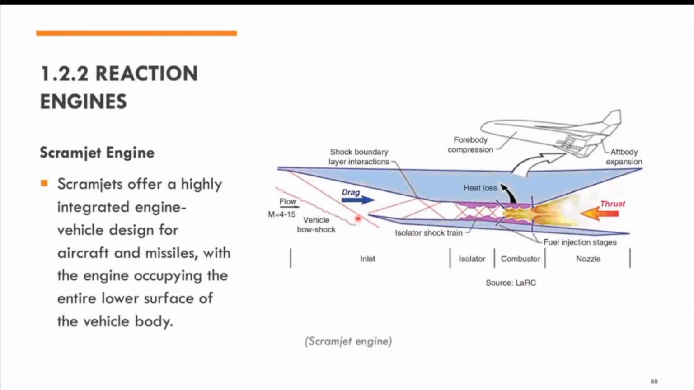Right, this is just a typical scramjet engine configuration. You can see that there's a vehicle bow shock and flow from Mach 4 to Mach 15, very high speed. We reduce the speed by going through this shock-boundary layer interaction before the fuel is injected. Again, there's no rotating machinery. Okay, there's no compressor, there's no turbine required for this kind of scramjet type of engine.